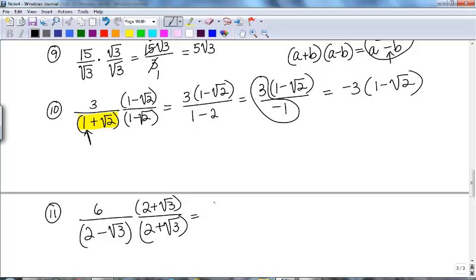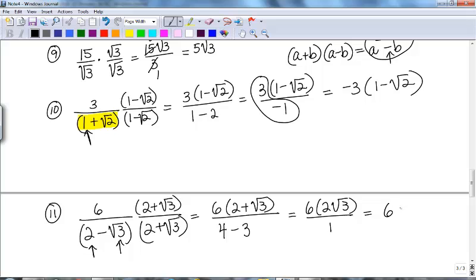So this would be 6 times 2 plus radical 3. Square the first one. So 2 squared would be 4. Minus. Square the second one, radical 3 squared, radical 3 times radical 3. It's just 3. So you end up with 6 times 2 radical 3 all over 1. So it's just 6 times 2 radical 3. Everybody good on that one?